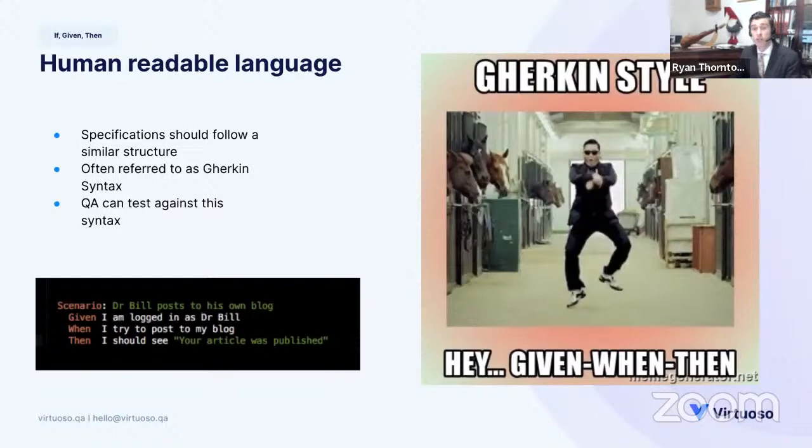The way we do this, I mean, there's a few, but this is probably an oversimplification. I'm sure that anybody who's well versed in this will possibly object, but let's just keep a broad brush here. So it's about human readable language. It's often referred to as gherkin syntax, but it's about specifications following a similar structure, and there's kind of established ways of doing that. QA can or should be able to test against this syntax, but the challenge is writing good syntax that can be tested against.